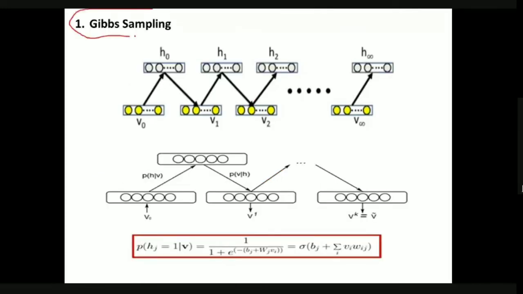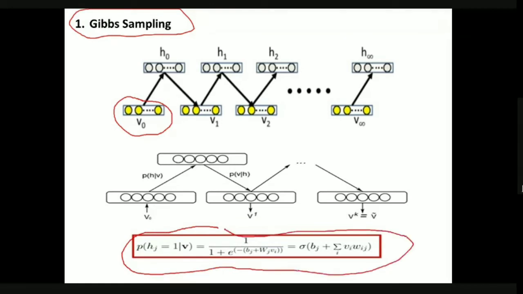Now coming to Gibbs sampling. The first part of training is called Gibbs sampling. Given an input vector v, let us assume that this is an input vector v naught. Given an input vector v, we are going to use this equation, which is marked in red, which is used for predicting the hidden value h. If you remember, let us say P of A given B. What is the meaning of P of A given B? We are finding the probability of A given B, right? This is the meaning of P of A given B.